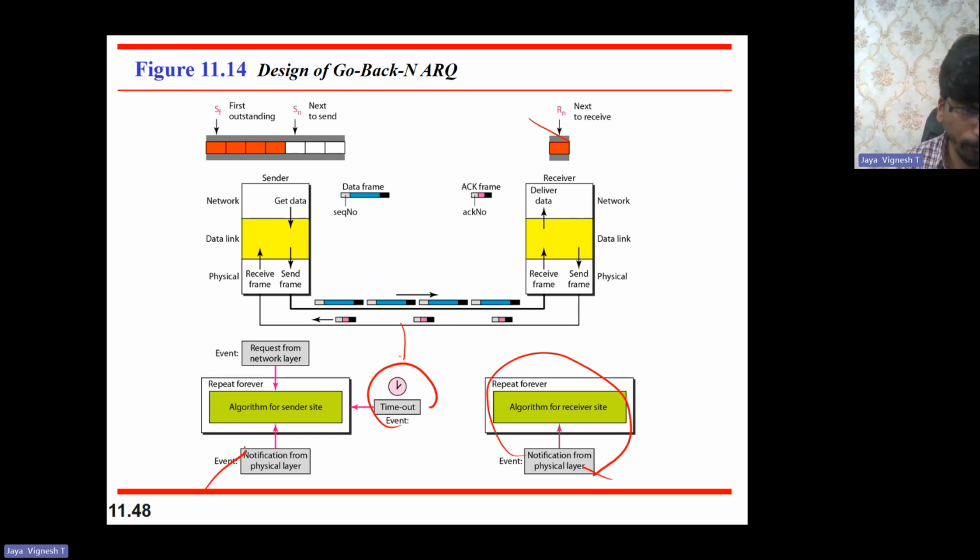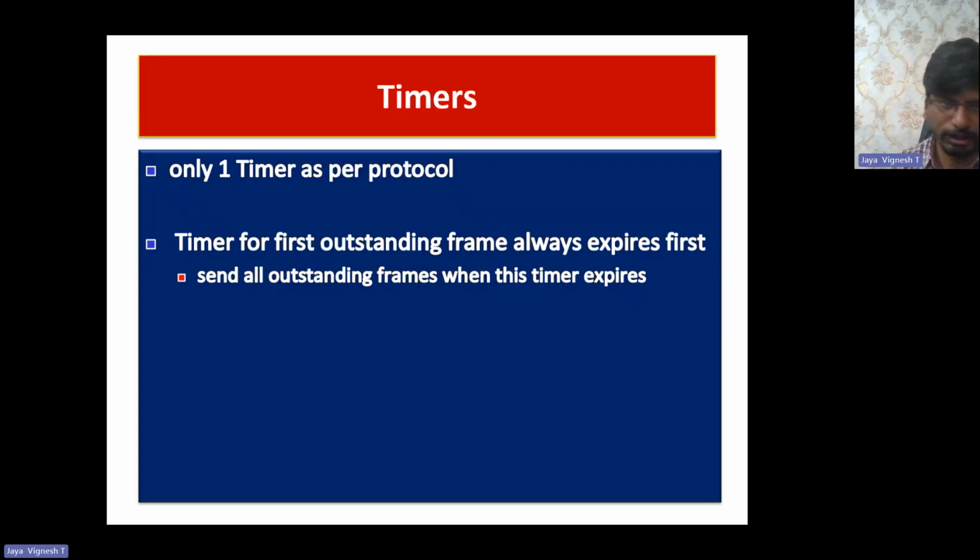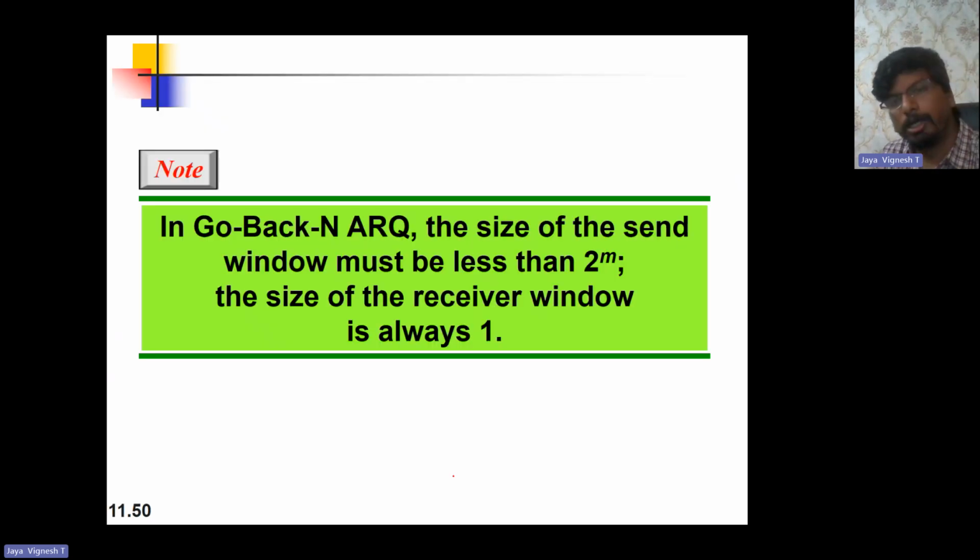There is going to be a notification event from the physical layer if an acknowledgement comes. And there's going to be a request from the network layer for getting the data, making a frame out of it, and transmitting the frame. But you can keep filling as many frames as the window size allows. There's only one timer for this protocol: you start sending the first outstanding frame, you start your timer, and you keep sending your other frames as in your window. You could keep filling it up.